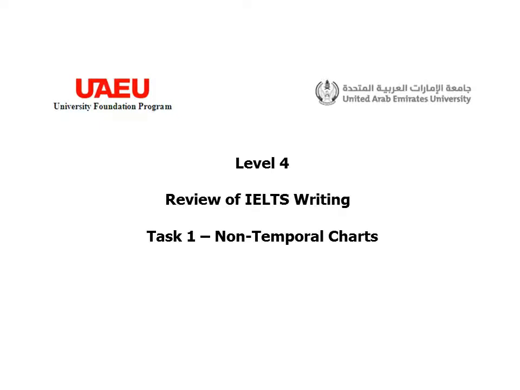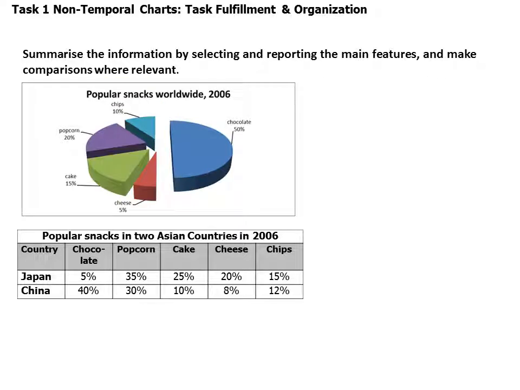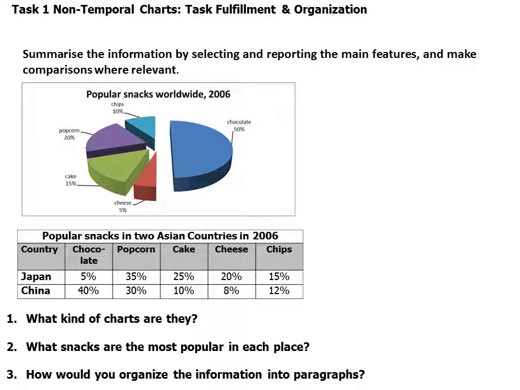This is the Level 4 review of IELTS writing, focusing on Task 1 non-temporal charts. When we look at these charts, in order to write the report, first we need to see that there is just one time period, which is 2006. So this is why we call it non-temporal, just one time. Then, in order to select and report the main features and make the comparisons, we should answer these questions.